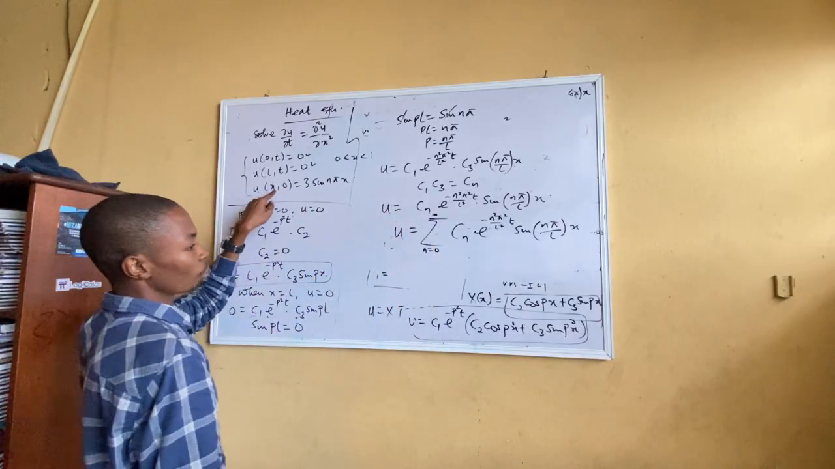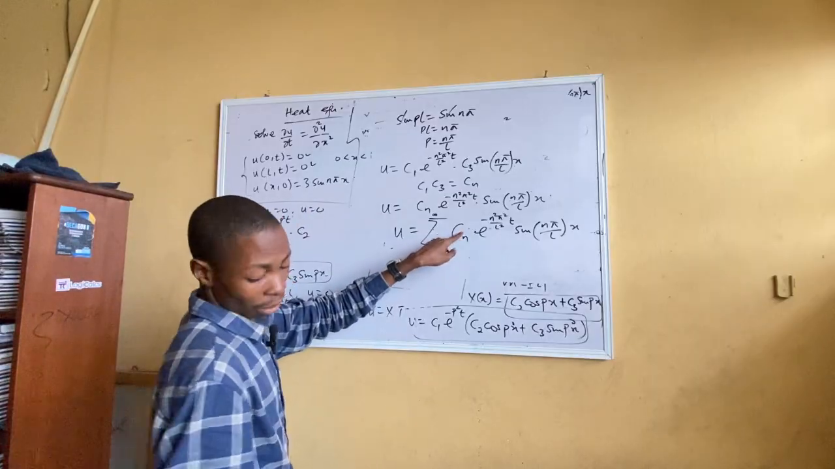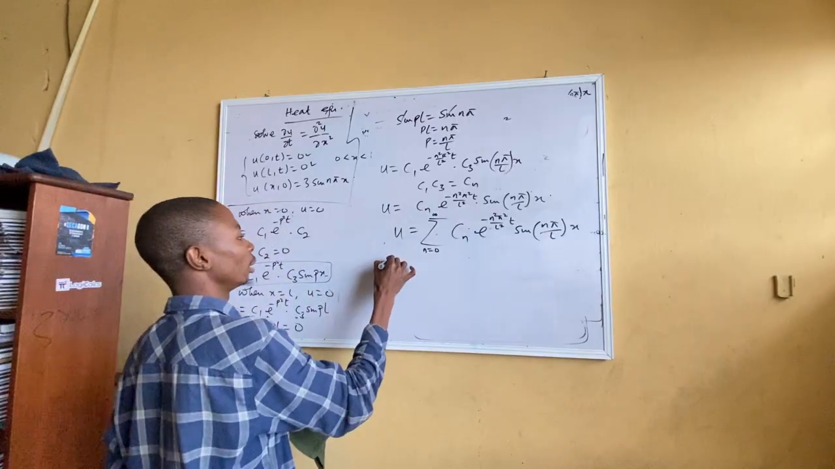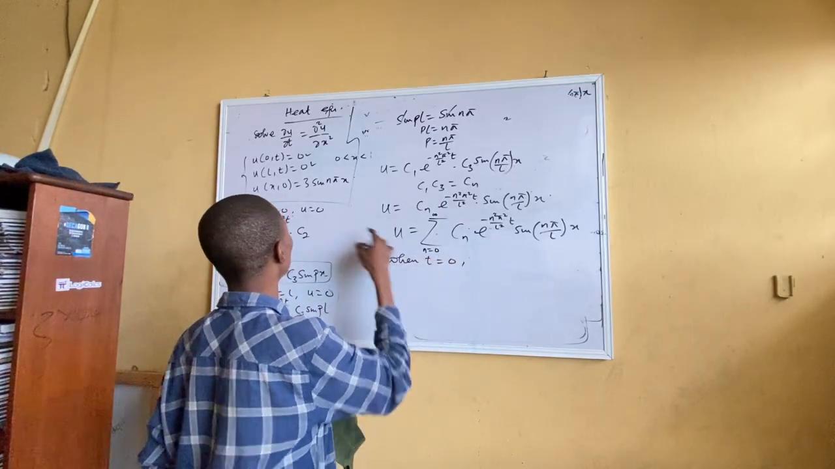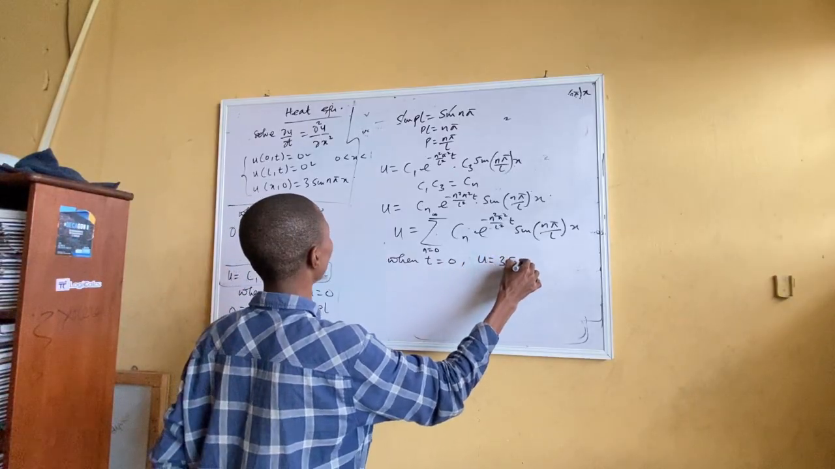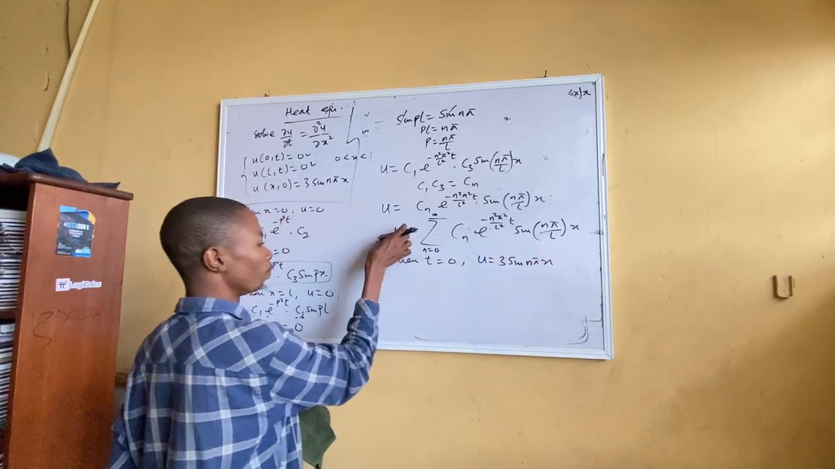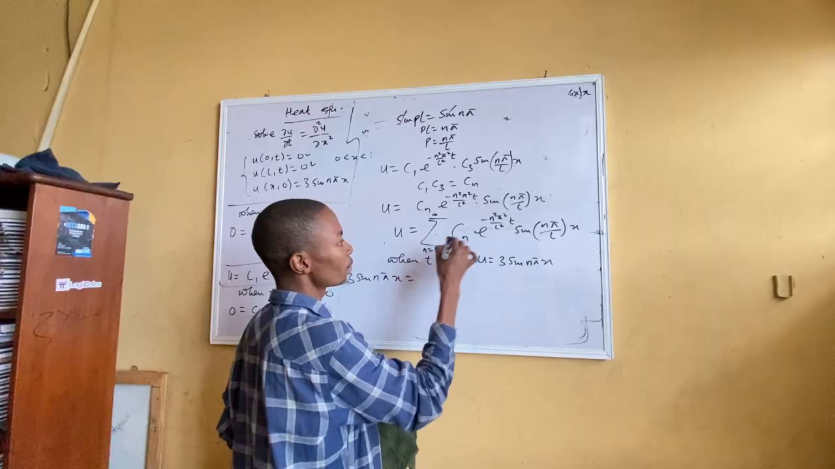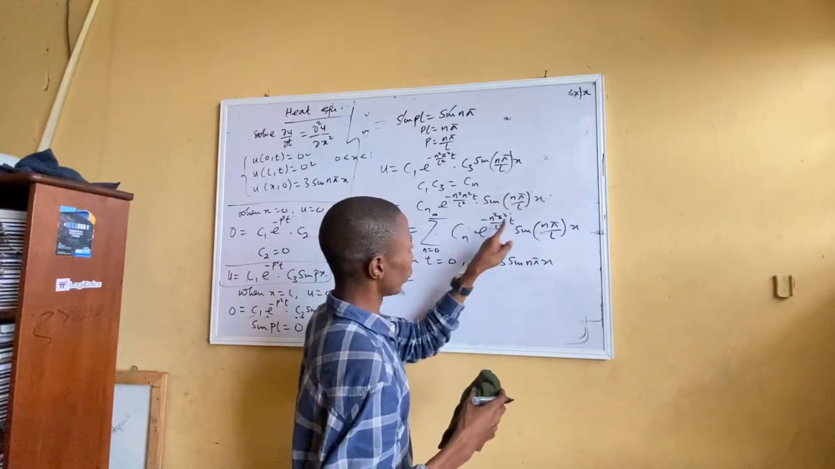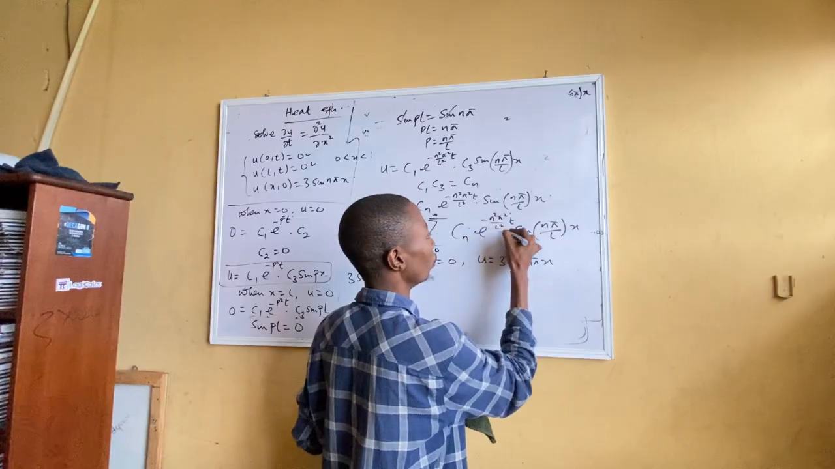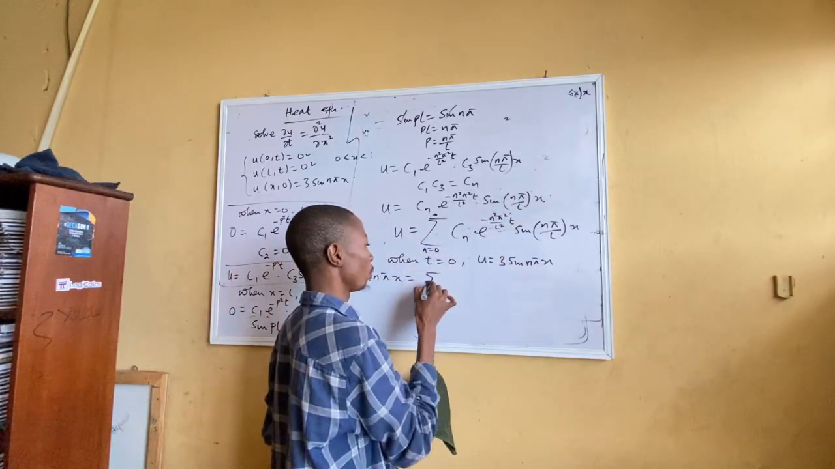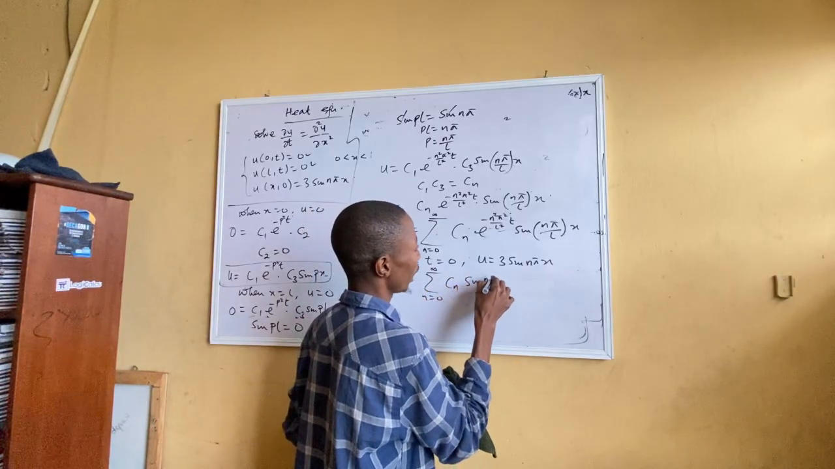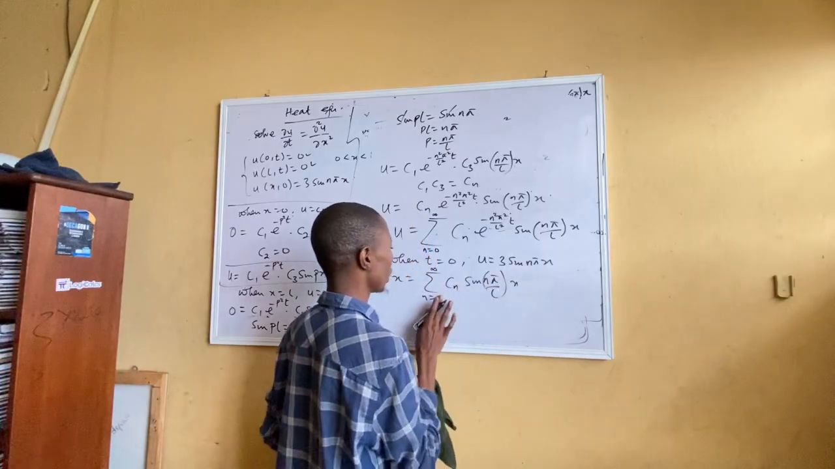Now put the last condition. The last condition will find this Cn. So what is the last condition? U of x comma 0. It means that when time is 0, u is 3 sine n pi x. So put 3 sine n pi x here. 3 sine n pi x is equal to, if t is 0, everything in the exponent is 0 and e raised to 0 is 1. It will now be summation n from 0 of Cn sine n pi over L x. Let's say our n starts from 1.